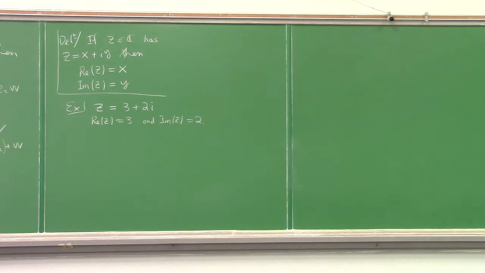Any questions so far? No. So every complex number has a real and imaginary part. They could be 0, one or the other, right?